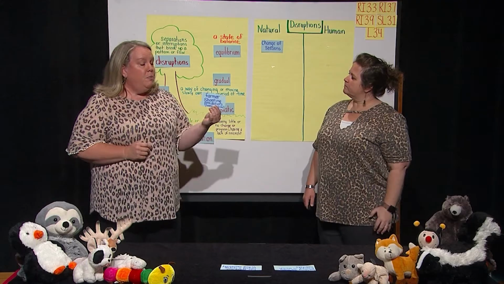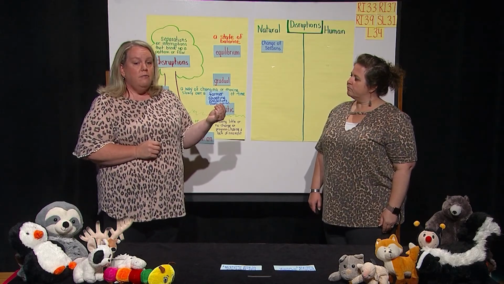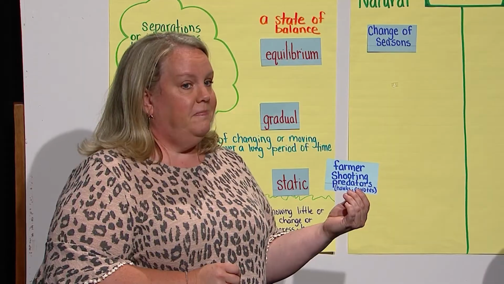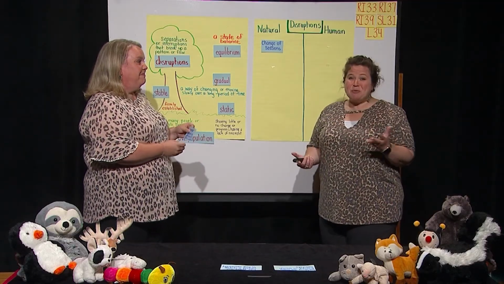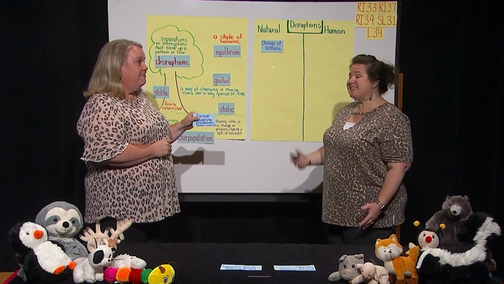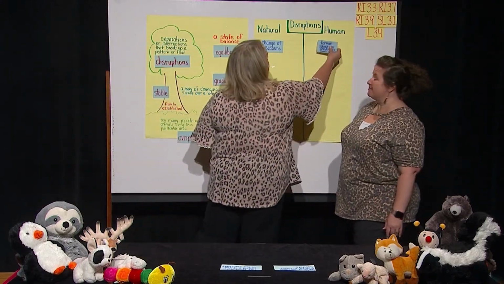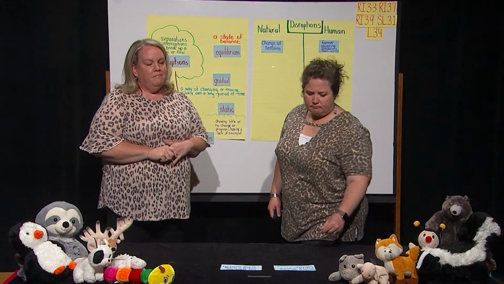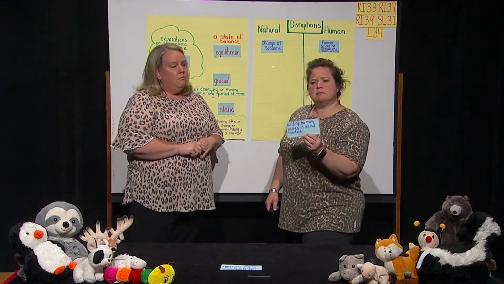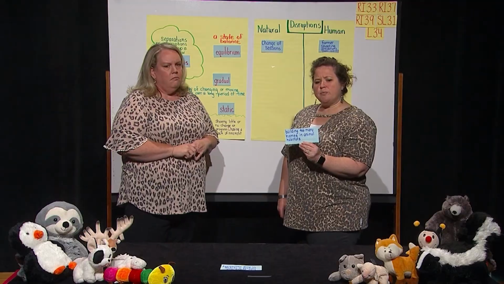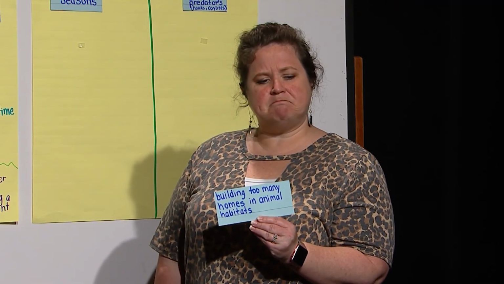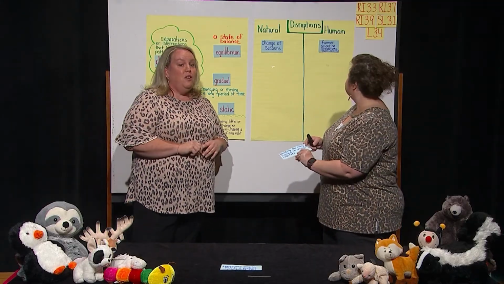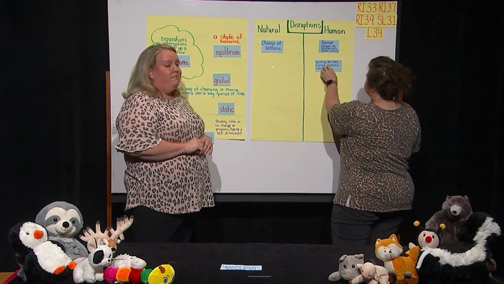Let's look at this one. A farmer shooting predators such as hawks or coyotes. Natural or human disruption? While farmers do have to protect their crops, shooting predators is still a human disruption. So let's do a few more. What about building too many homes in animal habitats? There you go. Humans do have control over that. So it's a human disruption.